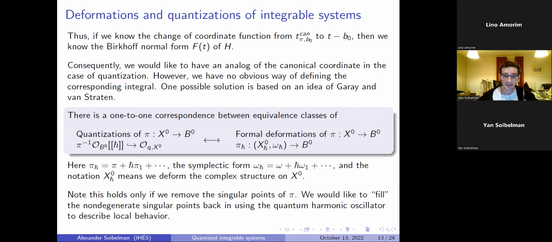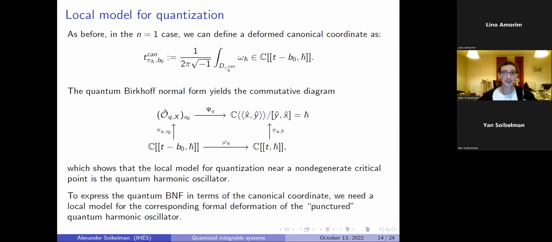So this is sort of what I want to do next. But for right now, if you just look at the formal deformations of this kind of n equals 1 integrable system, then you can still define what the canonical coordinate is, just looking only at the deformations without looking at the corresponding quantizations. You can define what the canonical coordinate is near a non-degenerate critical point or non-degenerate critical value.